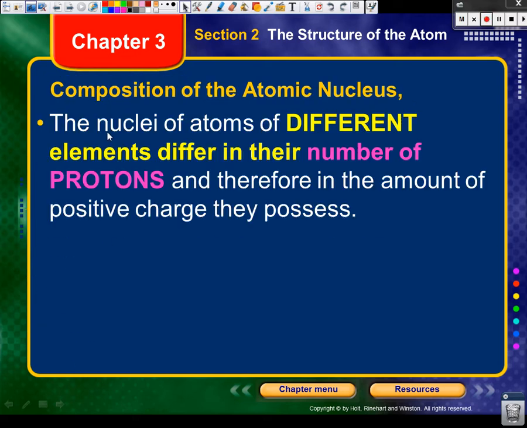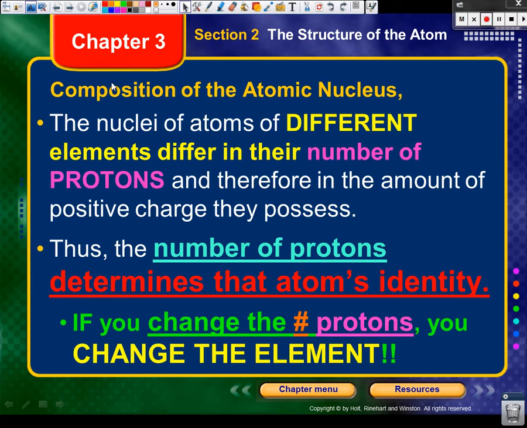Okay? So the nuclei of different elements differ in their number of protons. Think about that one more time. Different atoms have different numbers of protons because if we look up here on the periodic table, all 118 of them, right? They all have different numbers of protons. That's how we identify them. And that's what this slide is telling you. So if you don't know those bottom two, please make sure you know that.